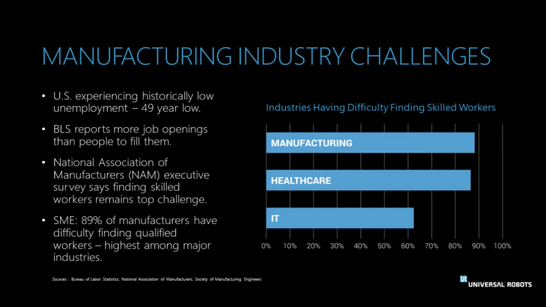Now, this is important to understand because of the current landscape in the industry. U.S. unemployment is hitting a 49-year low at this point in time. Every time we go make sales calls in the field, what we find is manufacturers that cannot hire enough people. 89% of small to medium-sized manufacturers have difficulty finding quality workers. And this is not a myth. It's happening every day. And the biggest segment that businesses are having trouble with this is in manufacturing.